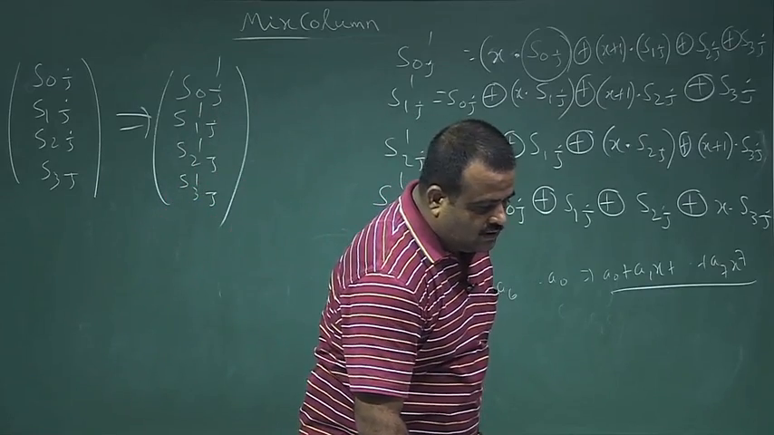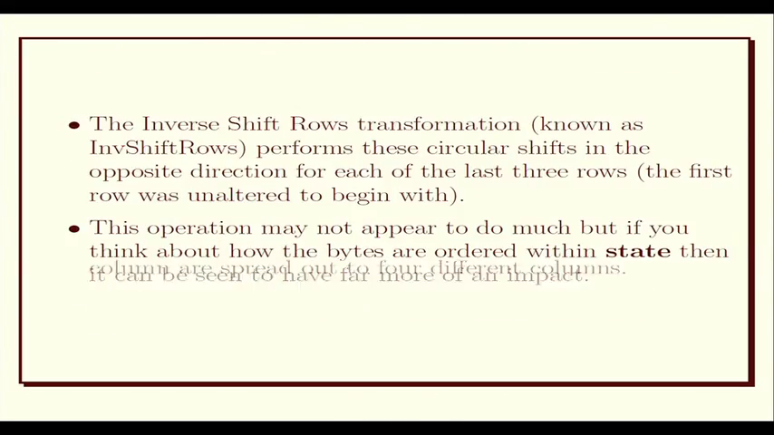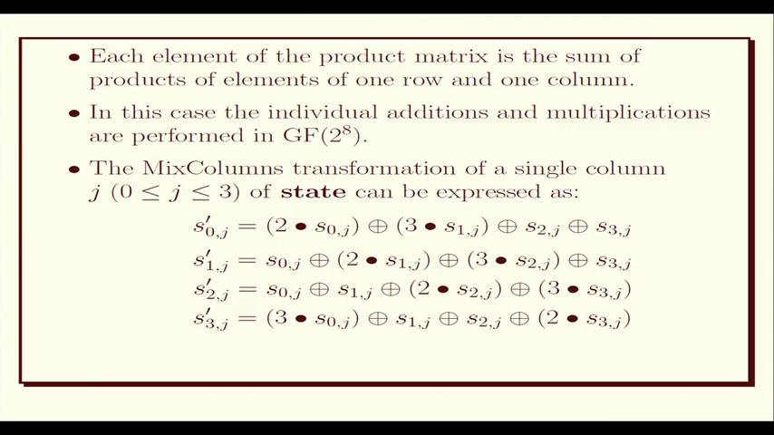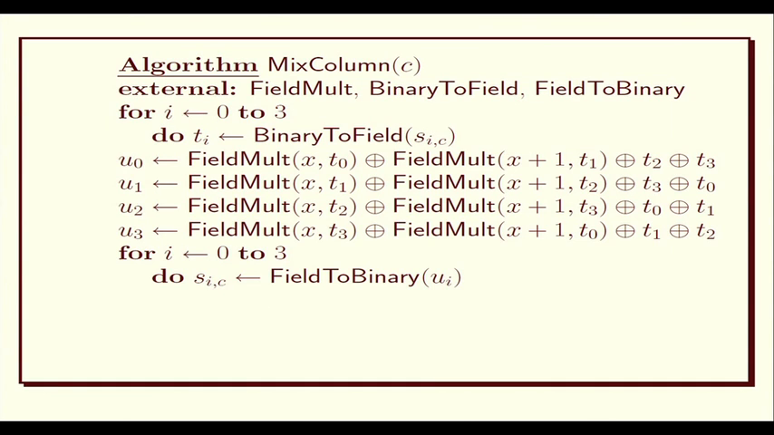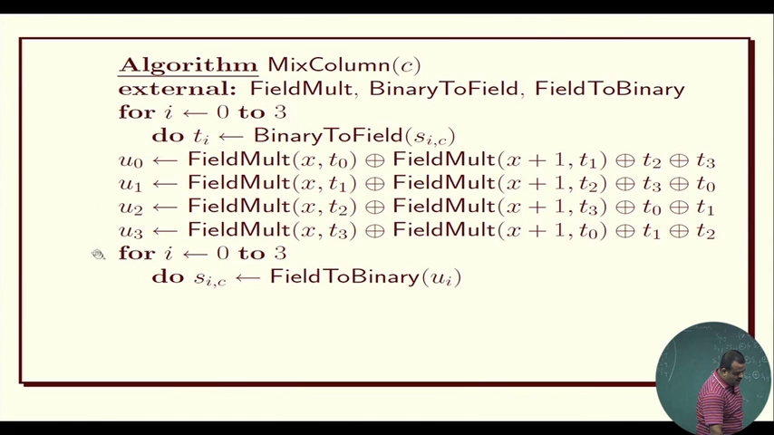So, this is basically our algorithm for the MixColumns operation. We take a column, the cth column, then we perform this field operation, then bitwise XORing, and we get the new column. Okay.